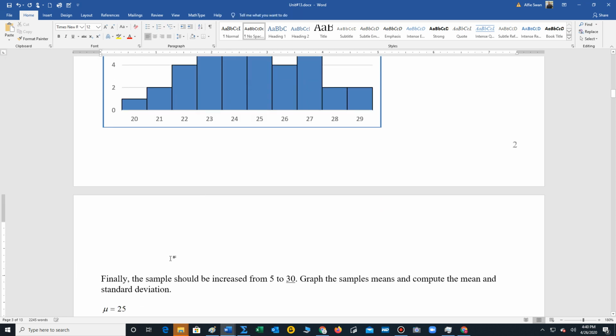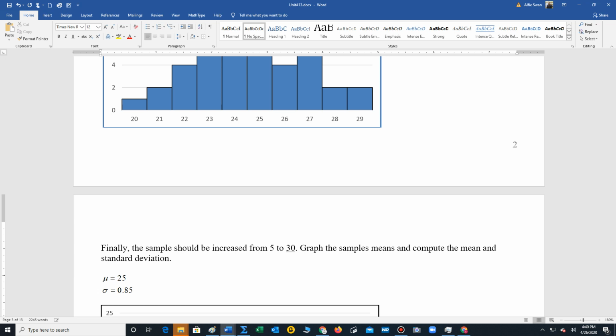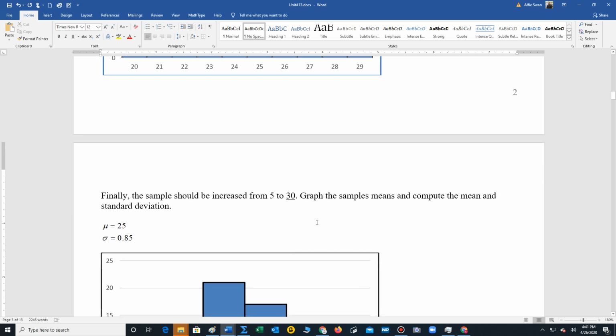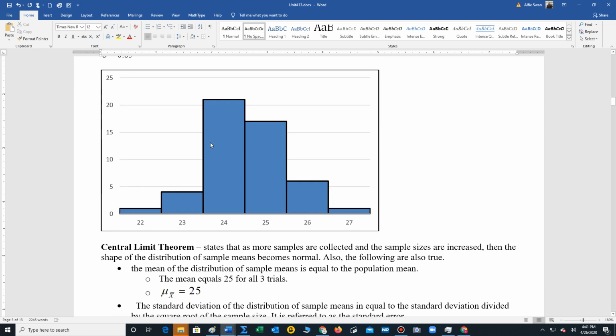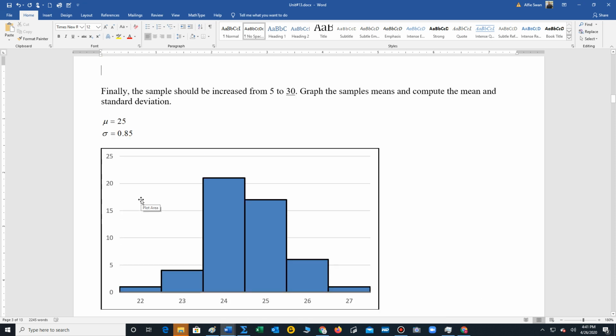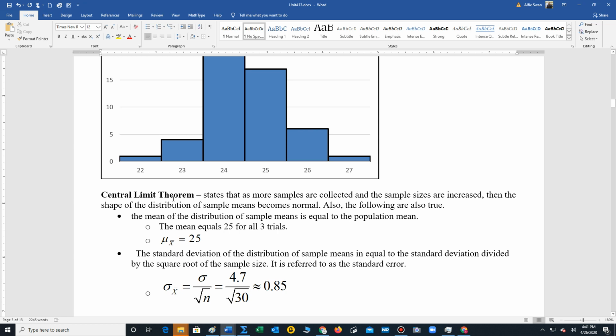Now finally, instead of just working with the sample size of 5, we're going to change the sample sizes to size 30. And we're going to graph all the sample means, and we're going to compute the mean and standard deviation. And what ends up happening is that our sample mean will take on this shape. Ultimately, as we increase the sample size, when we graph all the sample means, it will take on a normal shape. Okay, so that's going to lead to our central limit theorem.